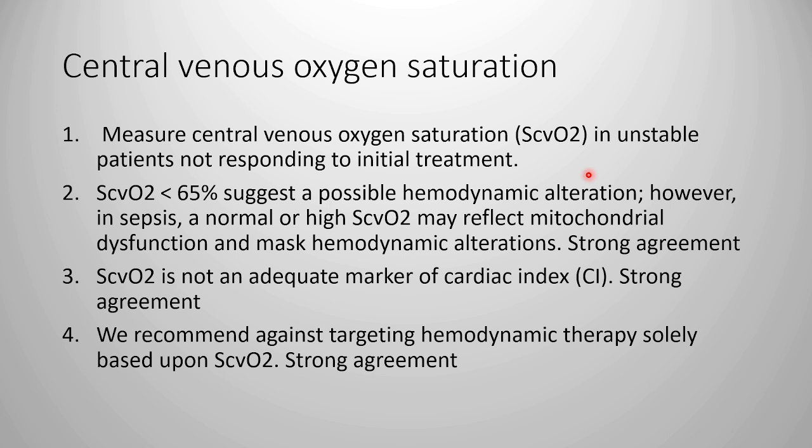SCVO2 of less than 65 suggests possible hemodynamic alteration. In sepsis, sometimes a normal or high SCVO2 can also be there, but it may reflect tissue hypoperfusion and inability to utilize oxygen, mitochondrial dysfunction, and it may give you a sign that you have to further optimize the perfusion. It is not a standalone adequate marker for cardiac index, but in some way it gives us in principle some idea. And the SSC guidelines recommend against targeting hemodynamic therapy solely based upon SCVO2.